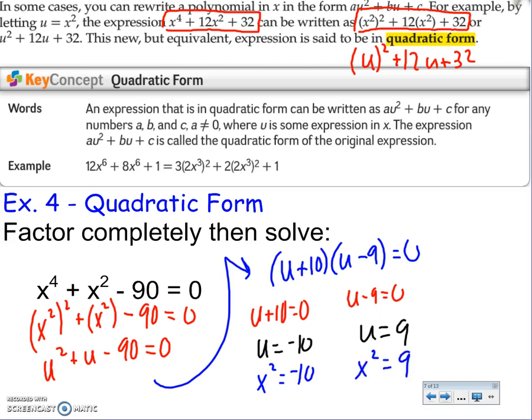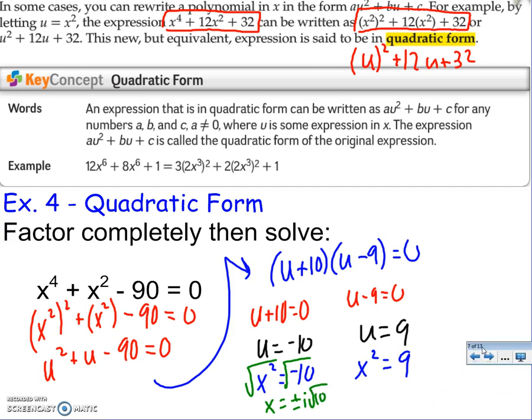I gotta solve for x, so I square root this and square root this. X equals plus or minus i root 10. There's two answers there. And over here, square root both sides. X equals plus or minus 3. So they're my four answers, my four roots. Remember, the degree is 4. There's 4 answers. 2 imaginary, 2 real.